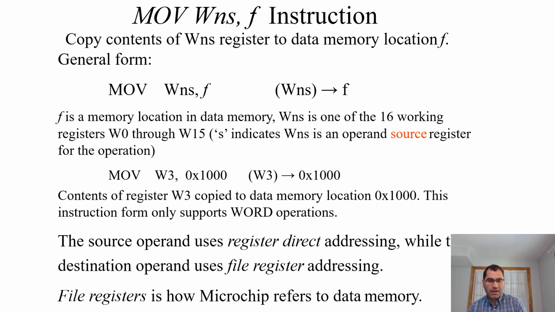So if we have, let's say, an instruction like this in our assembly code, what that means is the content of register W3 is copied to the data location at address 1000 in hexadecimal. This instruction only supports word operations.